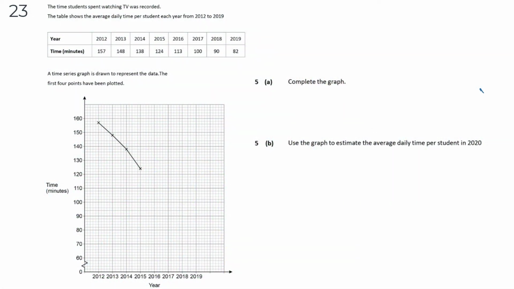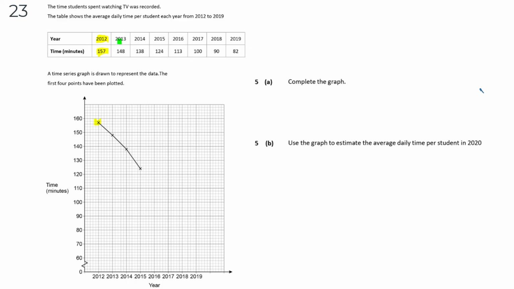The time spent watching TV was recorded. The table shows the average time per student each year from 2012 to 2019. A time series graph is drawn to represent the data. The first 4 points have been plotted, and part A says complete the graph. So 2012 has been plotted at 157, so this point here has been plotted, it's that one there.